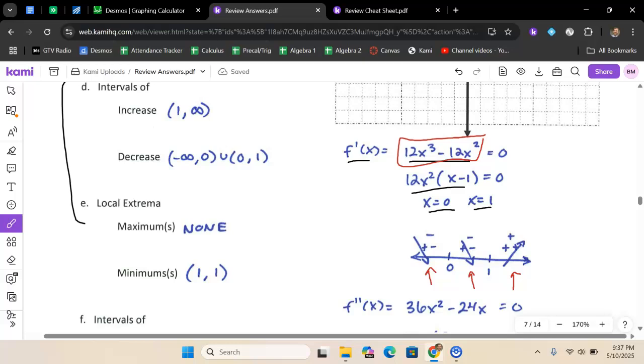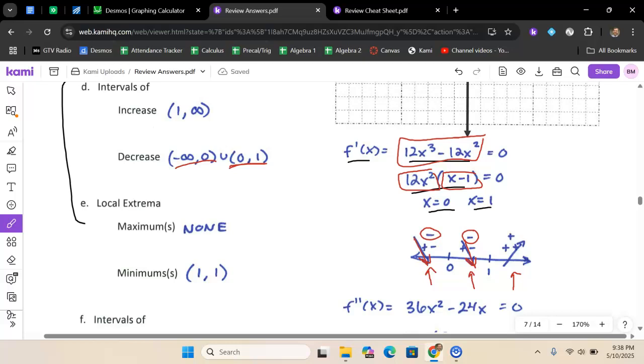So if I plugged in -1, this would be positive, this would be negative. If I multiplied those together, I get a negative, which means my graph is decreasing from negative infinity to 0. This first one. Between 0 and 1, if I plugged in 1/2, I would get positive times a negative, which again would be negative, and again decreasing, so that's this part.